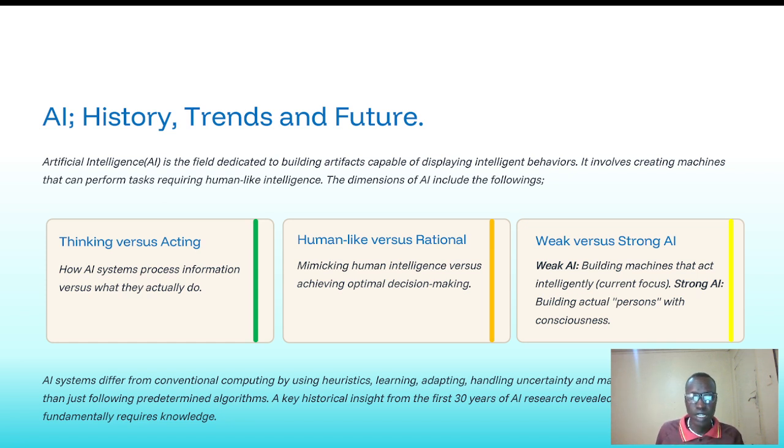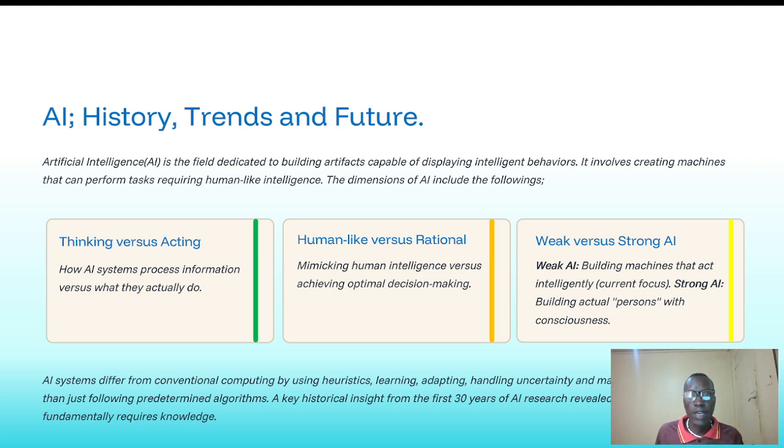Artificial intelligence: history, trends, and future. Artificial intelligence is a field dedicated to building artifacts capable of displaying intelligent behavior. This section introduces the origin of AI, beginning with early conceptualization, such as humanoid robots, through Alan Turing's foundational work, to the modern focus on weak AI and the aspiration of strong AI.